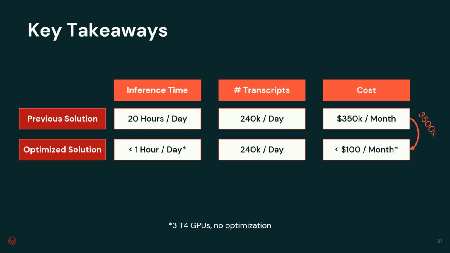And lastly, key takeaways. In our previous solution, to run inference on 240,000 transcripts, it took almost a whole day, and it cost quite a pretty penny. But in our optimized solution, for the same number of transcripts and just 3 T4 GPUs, we were able to run inference in under 1 hour a day at less than $100 a month, so around a 3,500-fold cost reduction. Because of these results, we can optimize the GPUs with maybe more T4s or an A100 to do real-time inferencing.